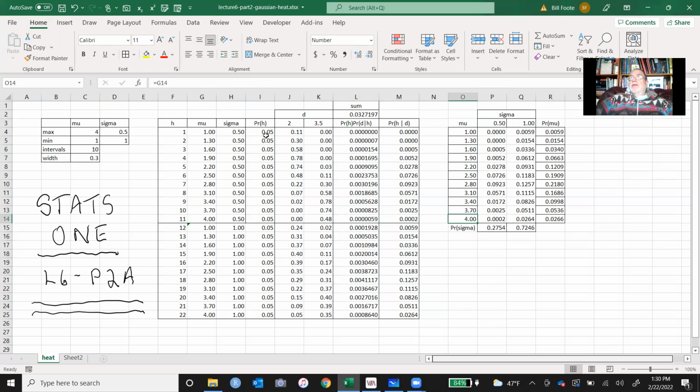We could make 51 of these mu's, and we could have far more sigmas. And Excel could handle that quite easily, actually. Now we're only going from 1 to 4 in any case, because that's the context of grade point averages.